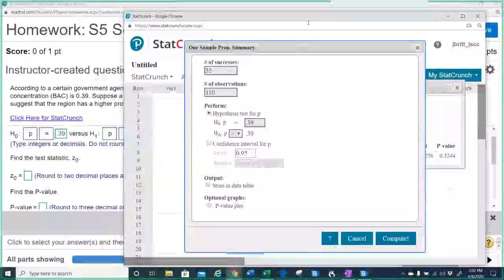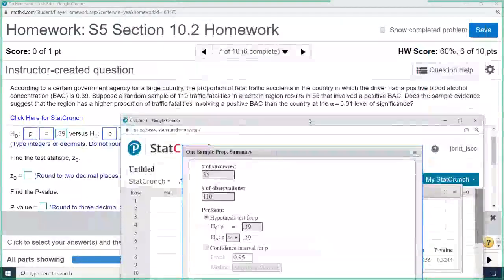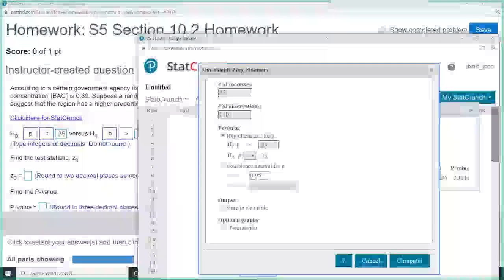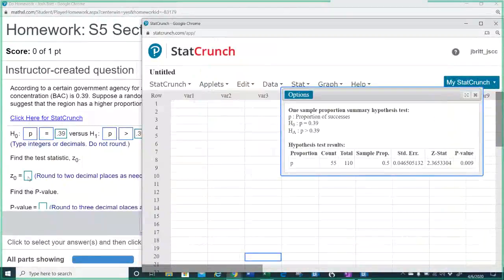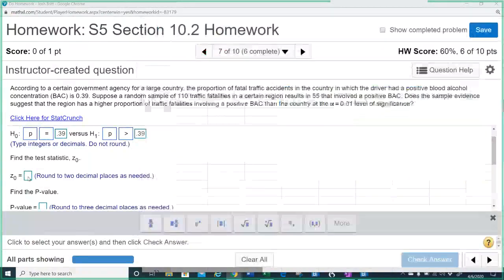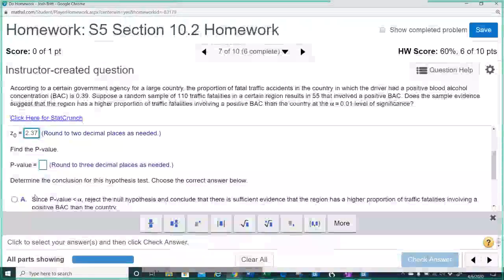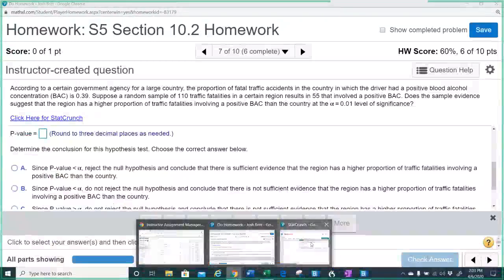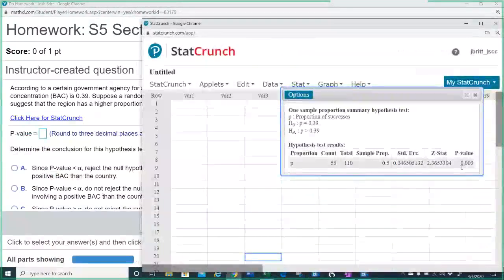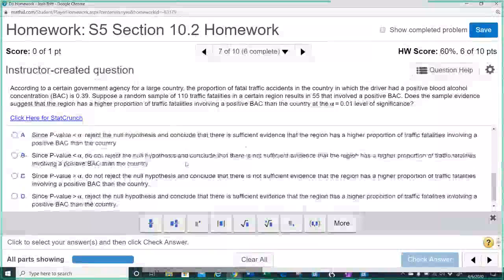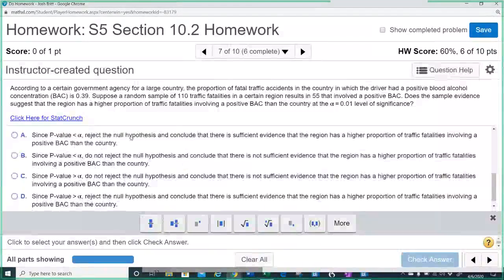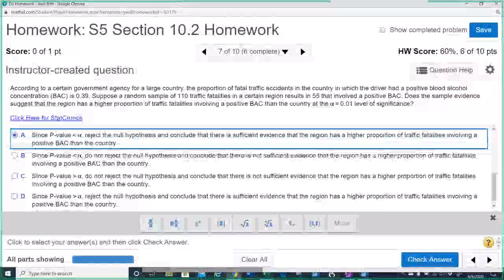So again, we've got x over n, 55 over 110, greater than 39. Compute, so we get test statistic is 2.37. And the p-value for this question, 3 decimals, is 0.009. And that's quite small. So since p-value is less than alpha, we reject the null and we conclude the researcher's hypothesis.